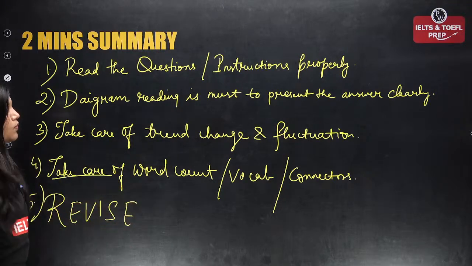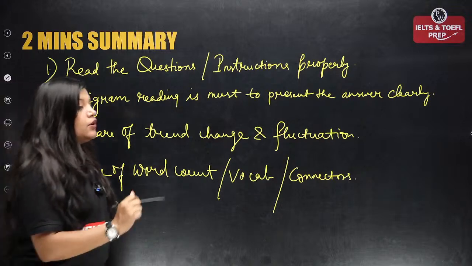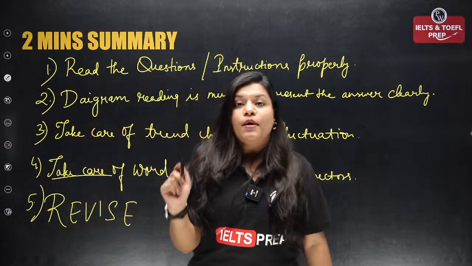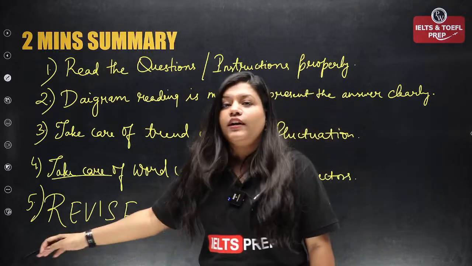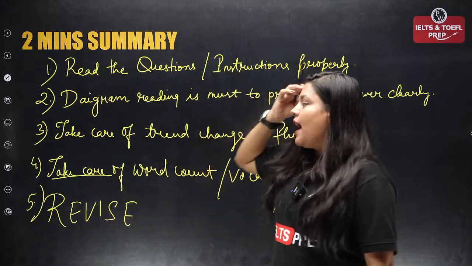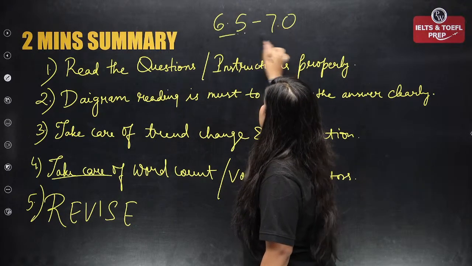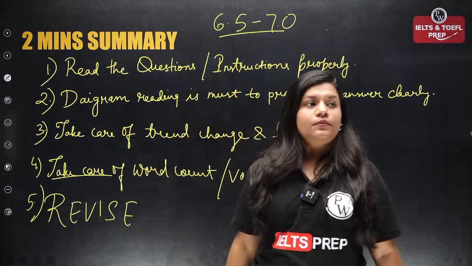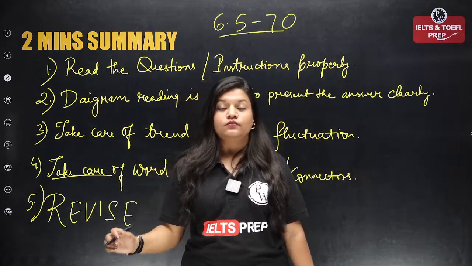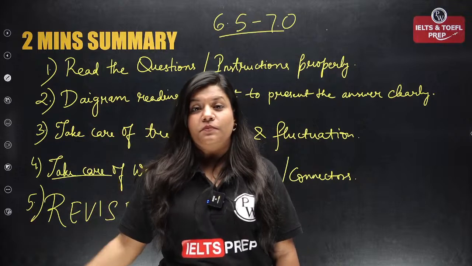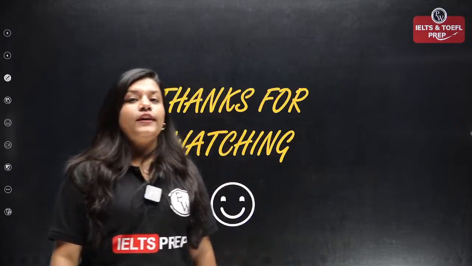Also, take care of the word count, vocab and connectors. And in the end, last but not the least, revise properly. Revise your responses properly so that you don't end up making these mistakes. Okay, and that answer is ranging somewhere in this band. Okay, this is the range of the band score for this particular answer. Got it?